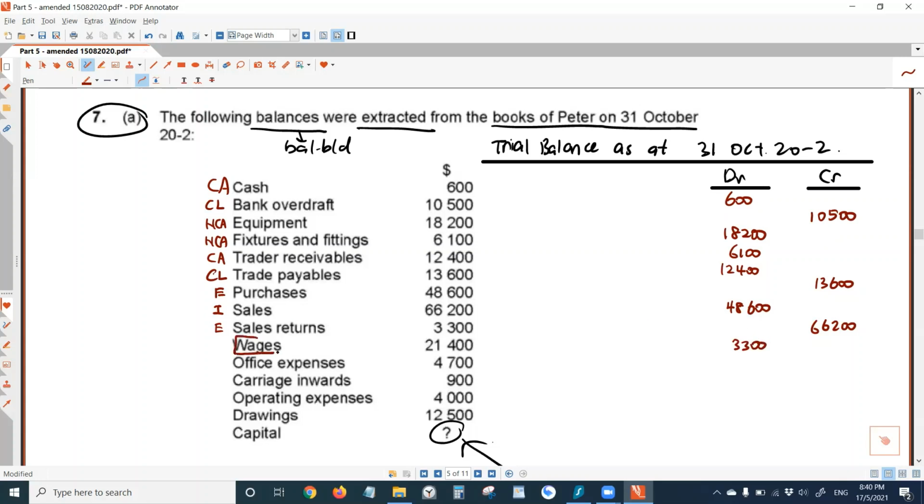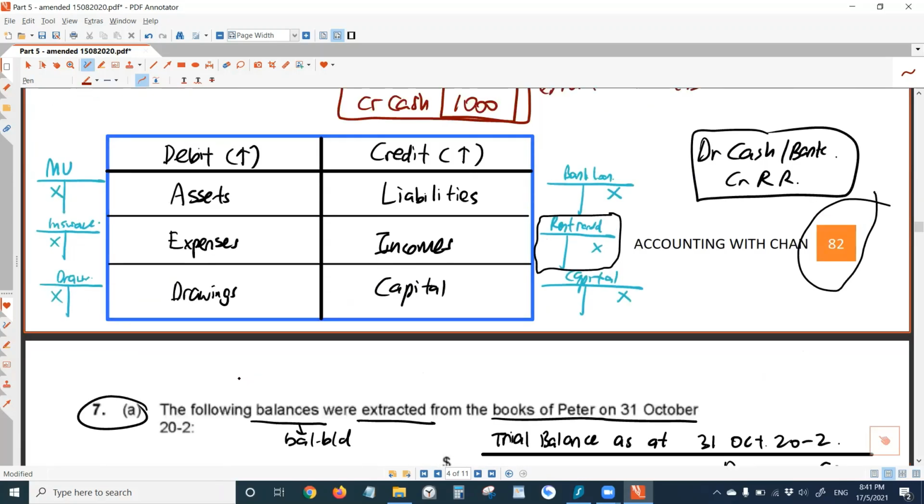Wages, you must think from the business perspective. You are not the workers of the business, because some students always think that they are the workers or the employees of the business. They think that wages means income. No, it's actually an expense. You are the business owner, you pay wages to your employee. So it's an expense. Write it here. Office expenses could mean buying papers, buying stationery, examples of office expenses. So it's actually very easy if you have memorized this table.